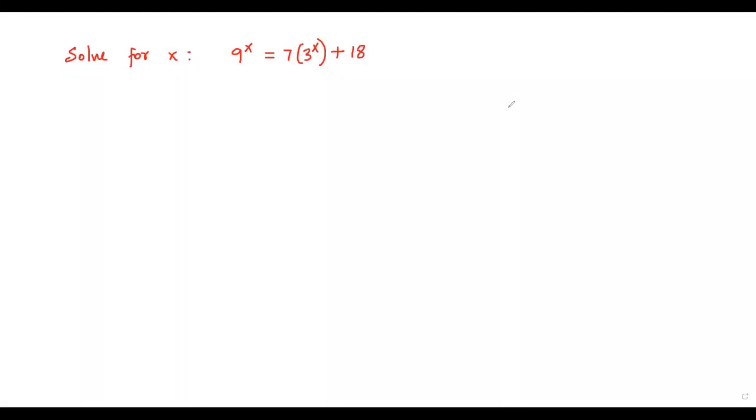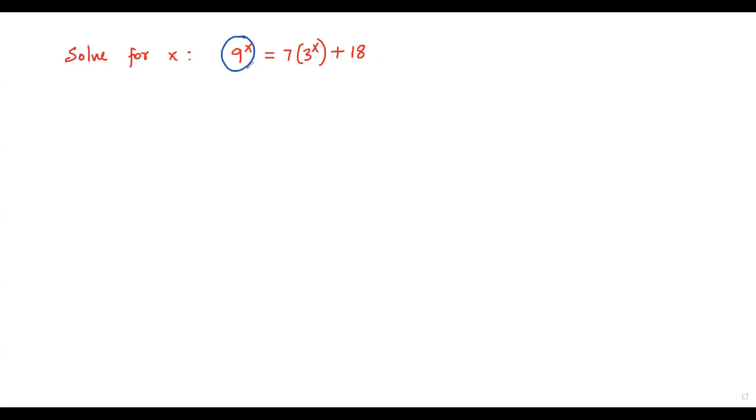Here we have to solve for x in the given exponential equation. Okay, so when I look at the given equation carefully, here I have 3 to the x power, here I have 9 to the x power, but 9 is a power of 3, so 9 can be written as 3 squared. So when I write 9 as 3 squared, I'll be able to write this term in terms of 3 to the x power.